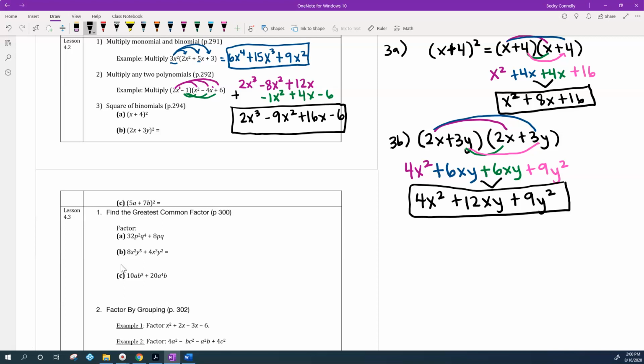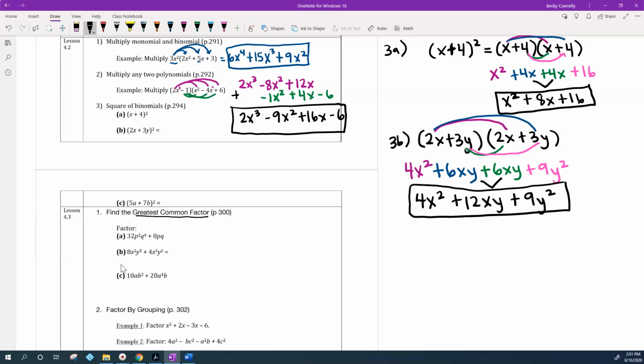All right, let's keep going here. Let's look at some stuff in 4.3. In this one, we start talking about factoring. Remember, factoring is undoing this multiplication that we talked about in 4.2, right? Whenever there's a way to do something in math, there's always a way to undo it. So in this first part, we're actually going to be looking for the greatest common factor, right?